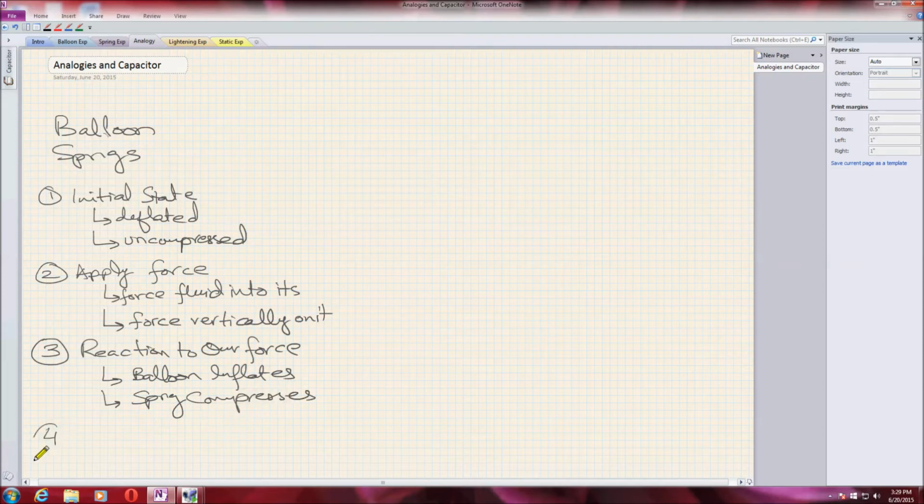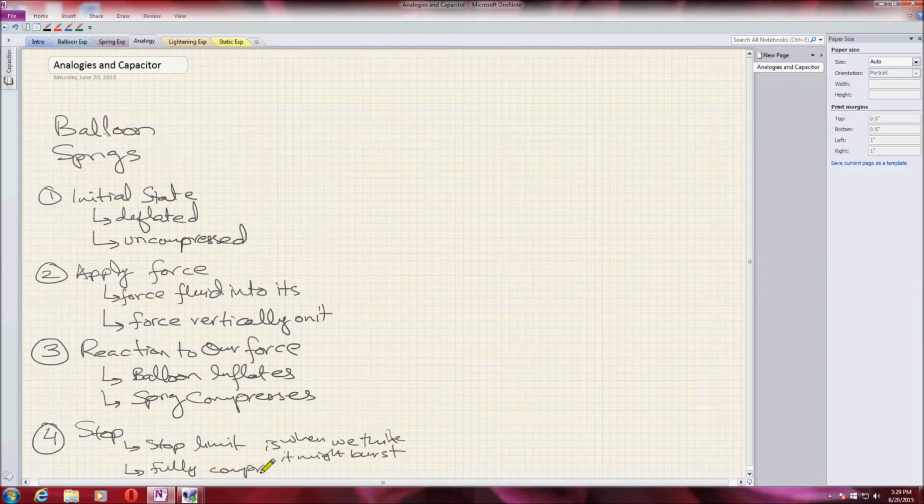And the last thing we do is we stop. For a balloon, the stop limit is when we think it might burst. And for a spring, we know that it's going to get fully compressed, beyond which we cannot compress it any further.